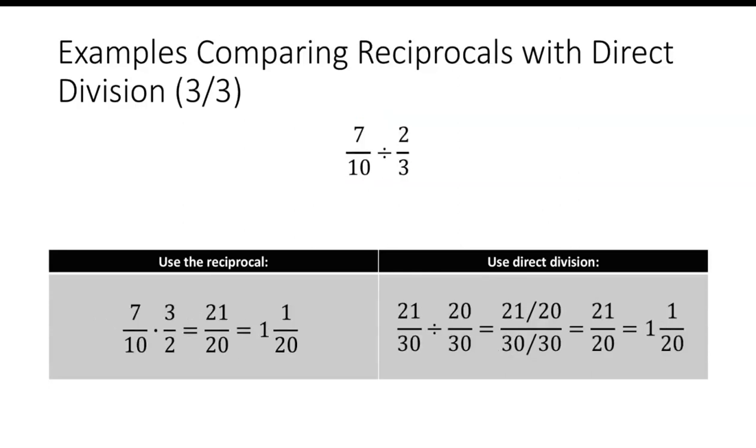7/10 divided by 2/3 is the same thing as 7/10 times 3/2. So 21/20, which is 1 1/20. Common denominator would be 30, so the 7/10 becomes 21/30. 2/3 becomes 20/30. And 21/30 divided by 20/30 is 21/20, which is 1 1/20.